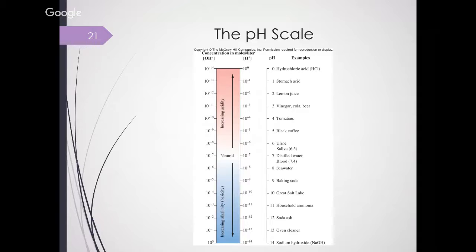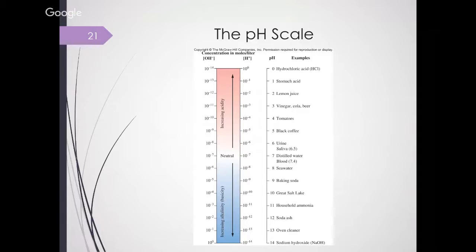Same thing with drinking things that have acids in them, right? Lemon juice, vinegar, apple cider vinegar, cola, beer, tomatoes, all of these things are acidic. Coffee is acidic. Your urine is slightly acidic. Your saliva is slightly acidic as well, although that can vary. Distilled water, of course, is neutral. Your blood is slightly basic, and that's buffered.